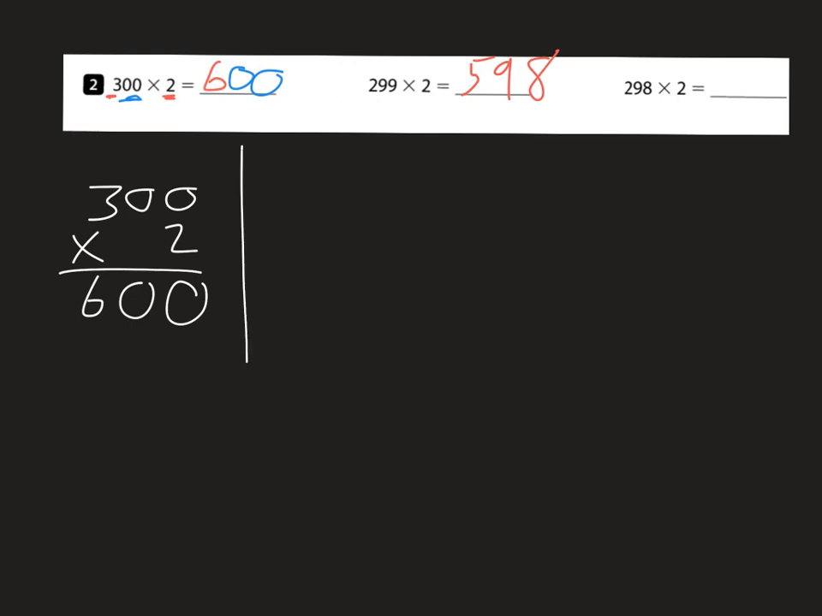598. Now let's check it out down here. We have 299 times 2. All right, we're going to distribute our 2 out to each place. This is our 2 to our units, our 2 to our tens, and our 2 to our hundreds.